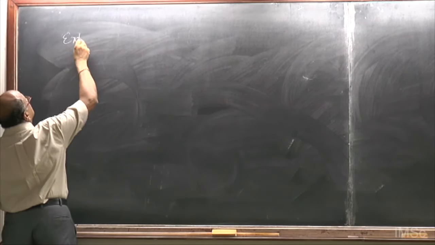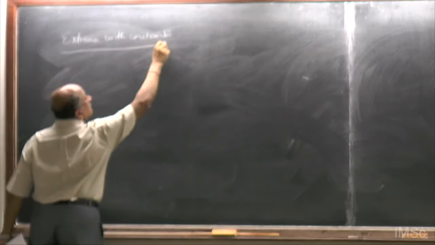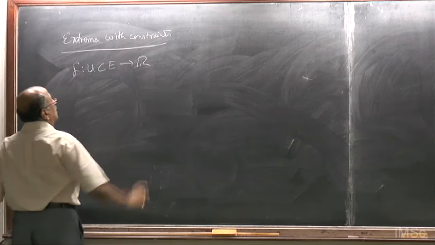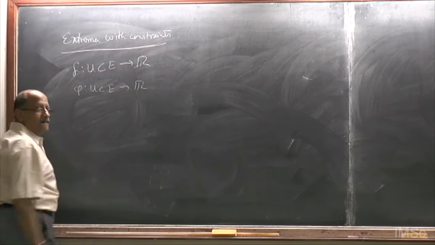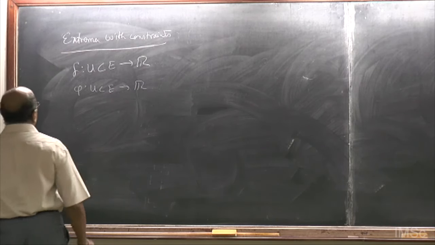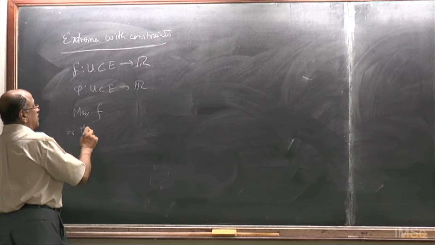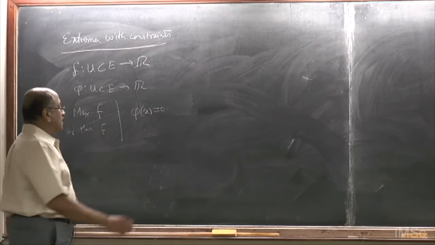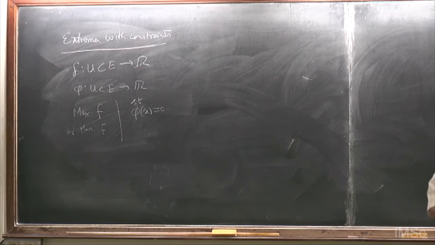So, extrema with constraints. So, f from E to R is some given function, and phi is also some other function. We want to find the maximum value of f or minimum value of f such that phi of x equals 0. So, on the curve or on that manifold phi of x equals 0, you are to find the maximum and minimum values of that function.